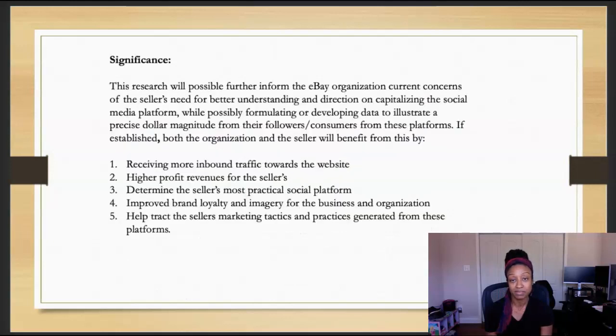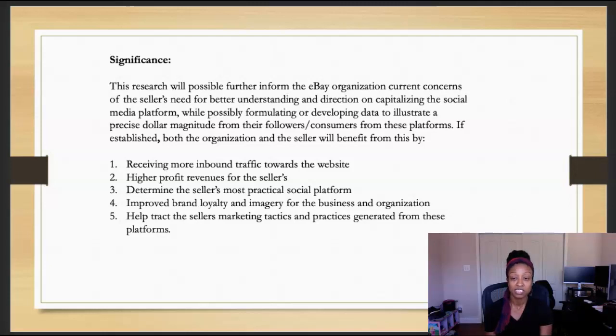The next slide is the explanation of the significance. This research possibly further informs the eBay organization's current concerns of the sellers' needs for better understanding, direction, and capitalizing on the social media platform, while possibly formulating or developing data to illustrate a precise dollar magnitude from the followers or consumers from any of these particular platforms.